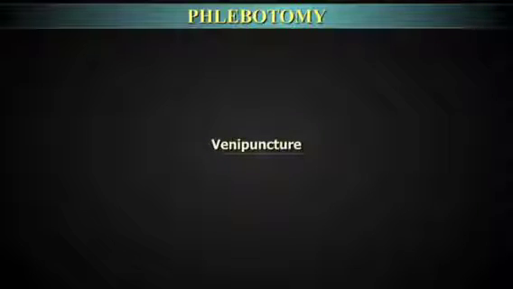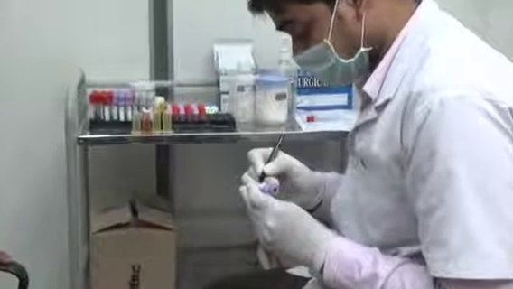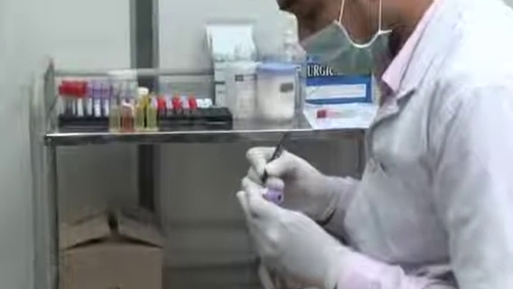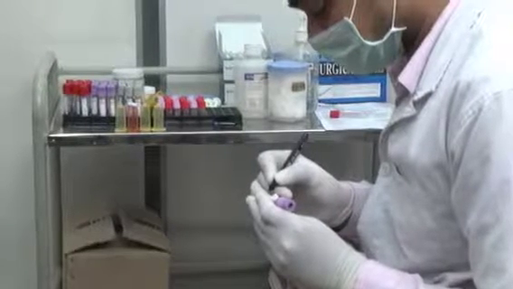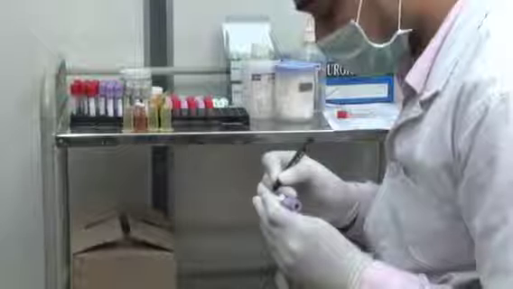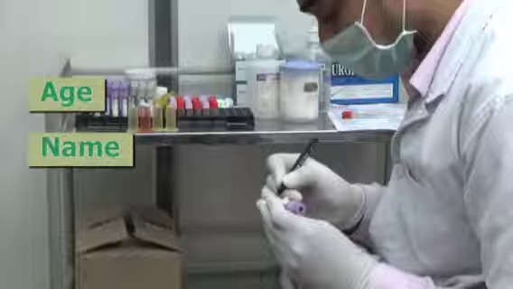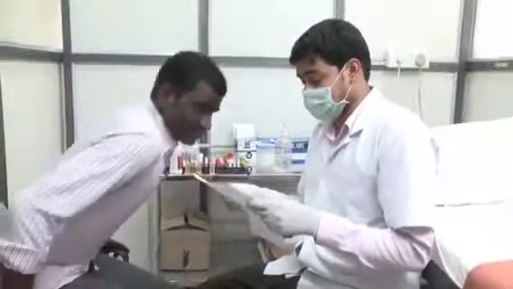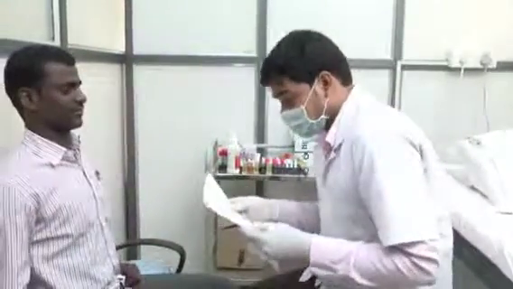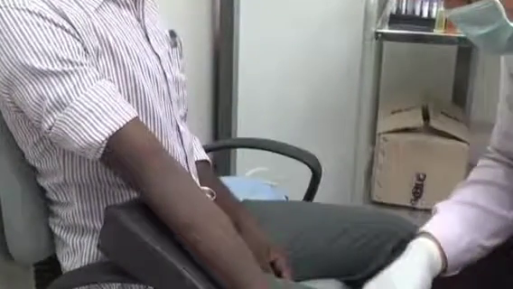Venipuncture. Venipuncture procedure includes labeling of tubes, which may be done prior to or immediately after collection as per the policy of the institution. The label should be clearly written with at least 3 patient identities like age, name, unique ID number. After the patient is made comfortable and seated on a chair, ensure proper positioning of the patient's arm.